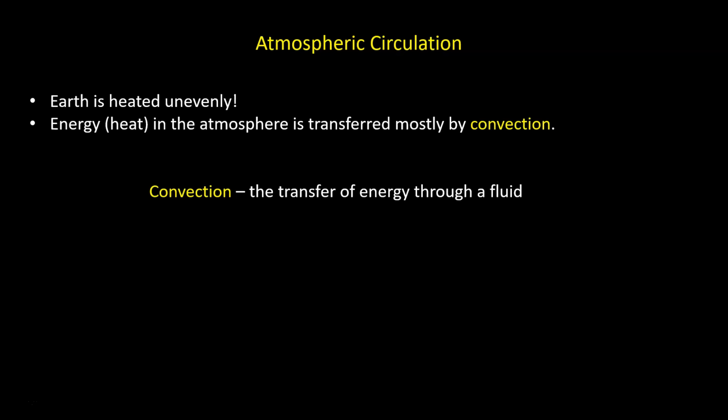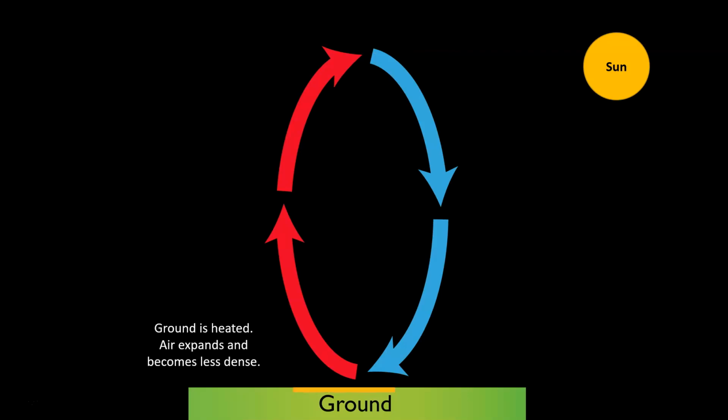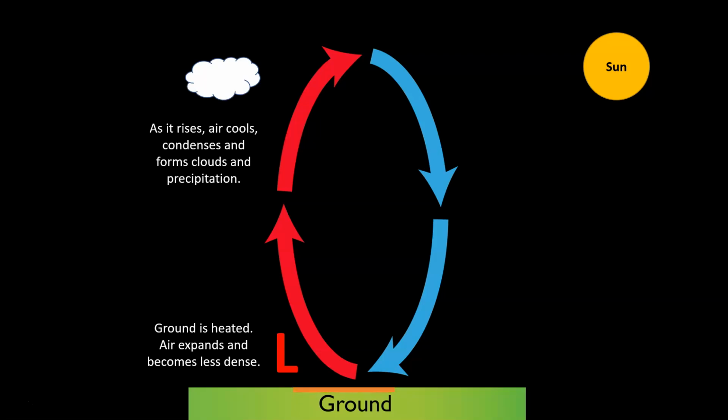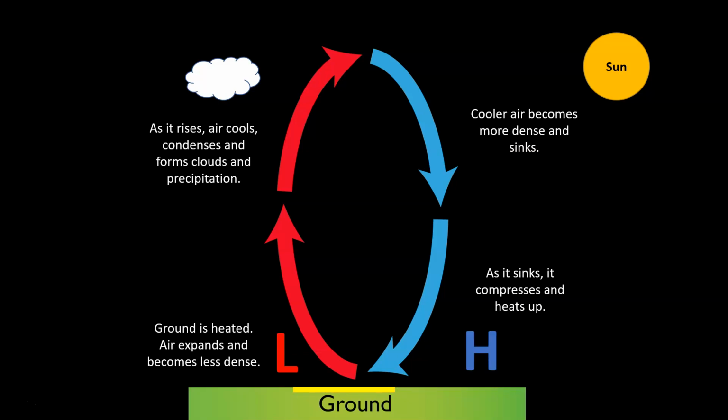Convection is the transfer of energy through a fluid due to density differences. As the sun heats Earth's surface, air at the surface begins to warm. This air expands and becomes less dense, causing the air to rise. This causes an area of low pressure to form at the surface. As the air rises, it cools, condenses, and forms clouds and precipitation. The cooler air, now being fairly dense, begins to sink, and as it sinks, it compresses and heats up. This causes an area of high pressure to form at the surface.